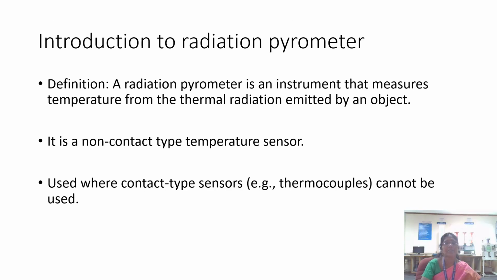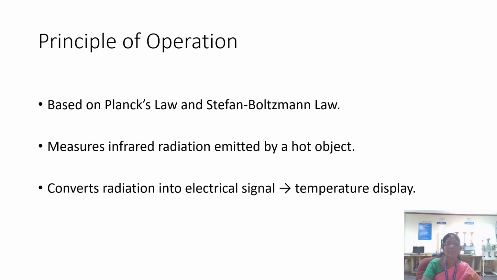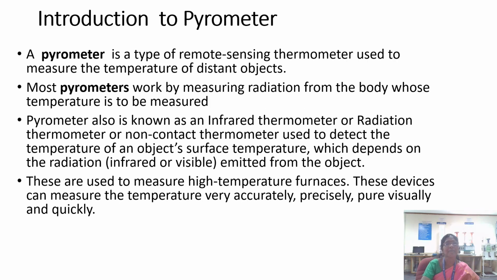Next one is introduction to radiation pyrometer. Definition: a radiation pyrometer is an instrument that measures the temperature from the thermal radiation emitted by an object. It is a non-contact type temperature sensor used where a contact sensor, for example a thermocouple, cannot be used. Principle of operation: based on Planck's law and Boltzmann law, it measures infrared radiation emitted by a hot object and converts radiation into an electrical signal, that is temperature display.